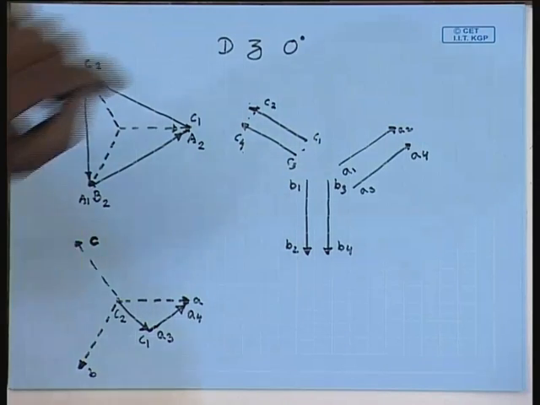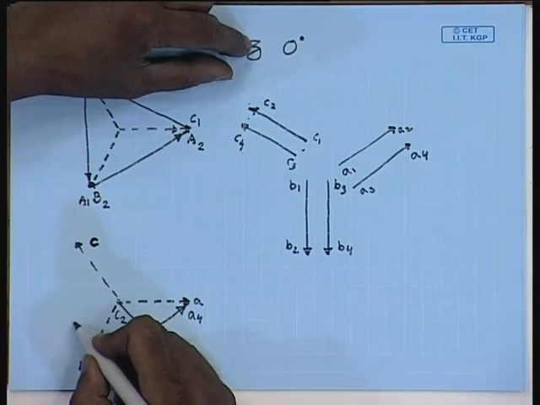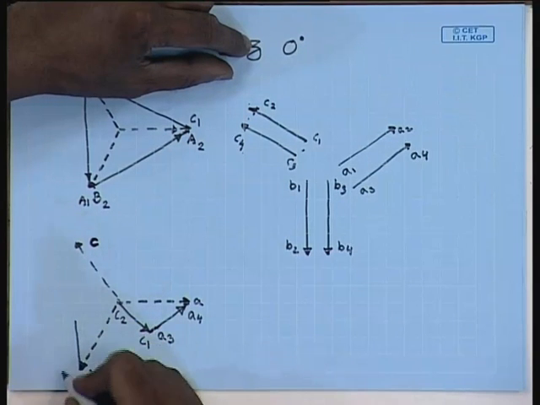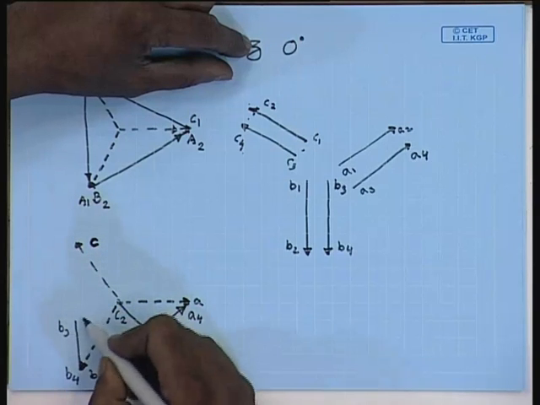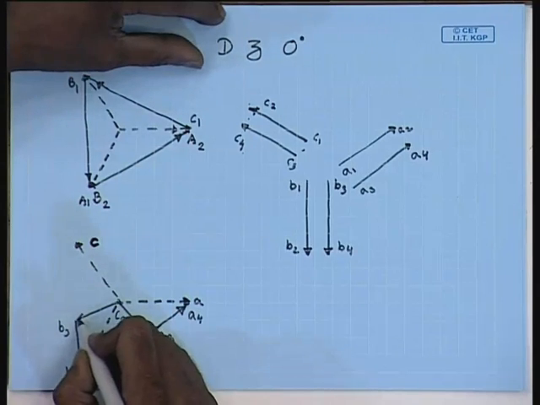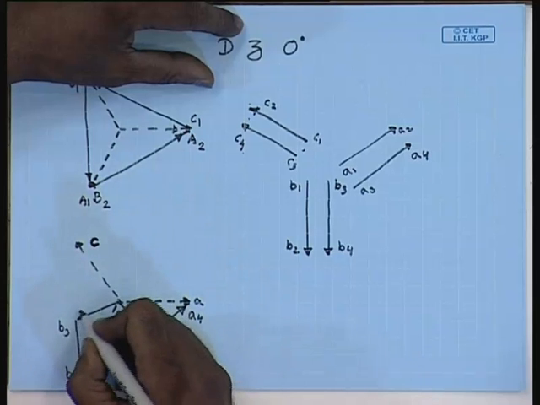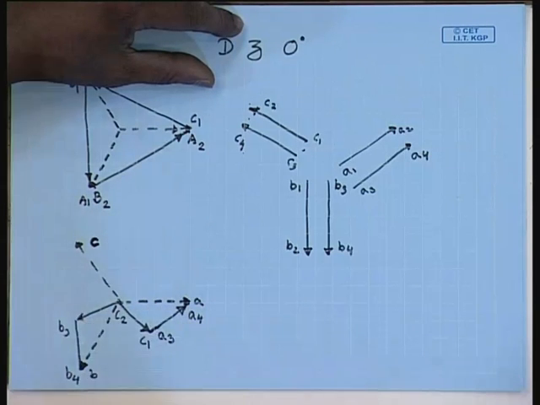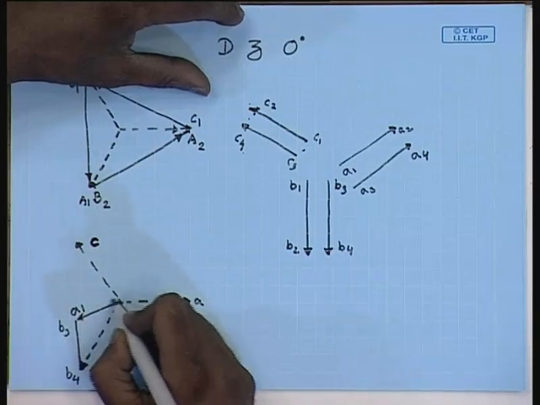Similarly, the B phase will be connected using B3 B4 as the last leg. This can be A1, A2.